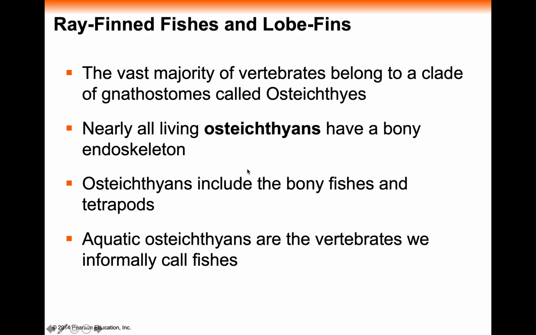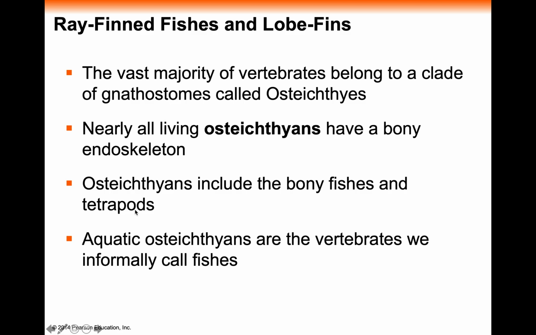So the vast majority of vertebrates belong to a clade of gnathostomes called osteichthyes. Oste means bone, ichthy means fish, so these are bony fish. Nearly all living osteichthyans have a bony endoskeleton. Basically, they've got bones inside their body. Osteichthyans include the bony fish and tetrapods. So technically, we are fish. We are osteichthyans because of that common lineage.